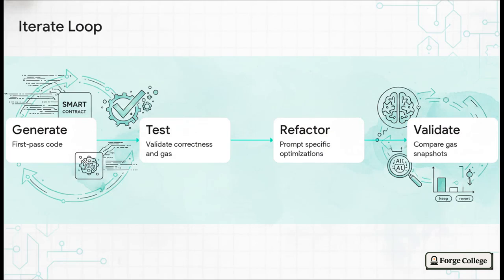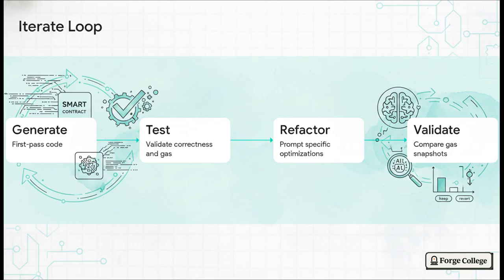This right here is the engine that actually gets you to a working baseline. It's a strict 4-step cycle. Step 1, generate. You get your first pass code. Don't even worry if it's not perfect right out of the gate. Step 2, test. Run it to make sure invalid inputs actually revert. Step 3, refactor. You tweak the code based strictly on those failing test results.